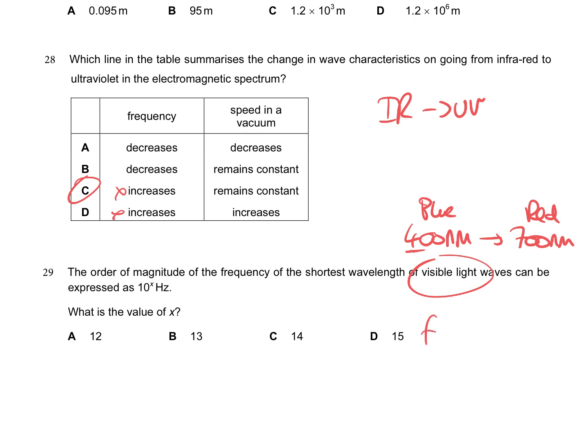Frequency is equal to v over lambda. And obviously it's an electromagnetic wave, so it's 3 times 10 to the 8, divided by 400 times 10 to the minus 9. Type into your calculator, and you get 7.5 times 10 to the 14, so the answer is C.